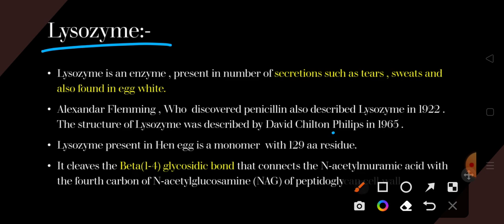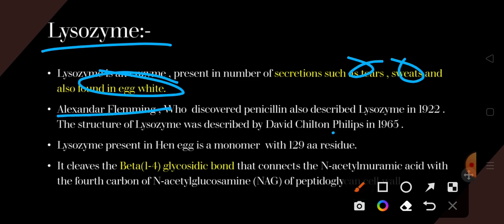Lysozyme is an enzyme mainly present in secretions such as tears and sweat, and it is also present in egg white. We will use lysozyme isolated from hen egg. This enzyme was first described by Alexander Fleming, although the structure of lysozyme was discovered by David Chilton Phillips in 1965.